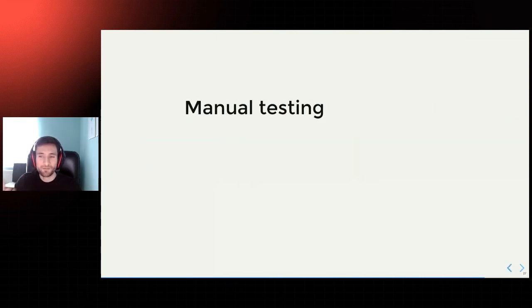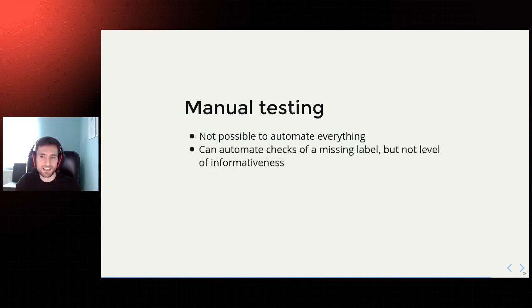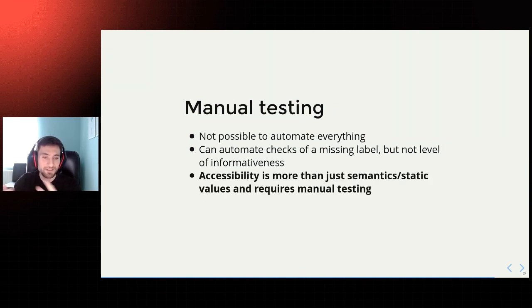Okay, but even though we have so many great tools, they wouldn't find every issue for us, because it's not possible to automate everything. They say that the best tools or combination of the best tools can find up to maybe 50% of accessibility violations. For example, we can automate checking if a label is missing. This is quite easy, but it's not easy to automatically check whether the label has the level of information that it needs to have. Does it say just label or input, or does it actually provide information about what this input is about? So unfortunately, accessibility is more than just semantic static values, and it requires manual testing.